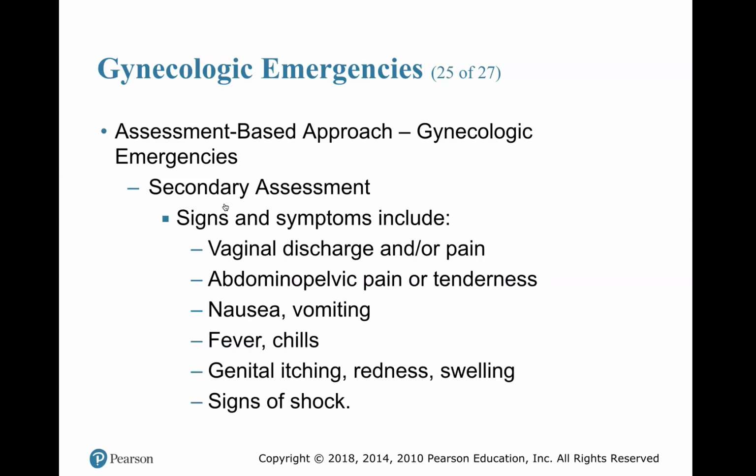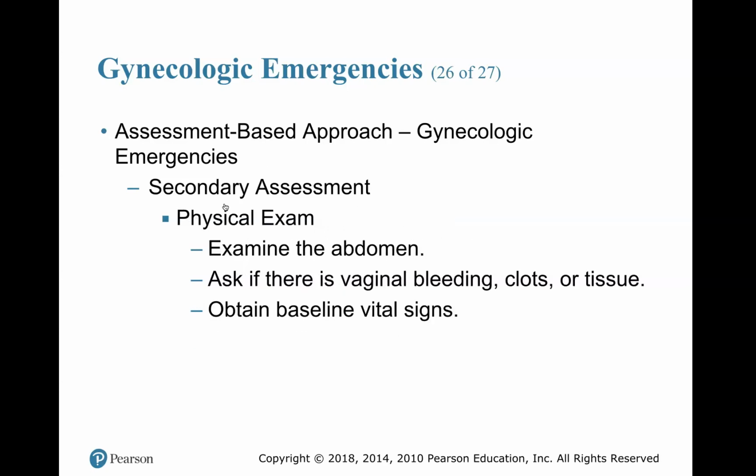Signs and symptoms include vaginal discharge and or pain, abdominopelvic pain or tenderness, nausea, vomiting, fever, chills, genital itching, redness, swelling, and signs of shock. Examine the abdomen during your physical exam. Ask if there is any vaginal bleeding, clots, or tissues.